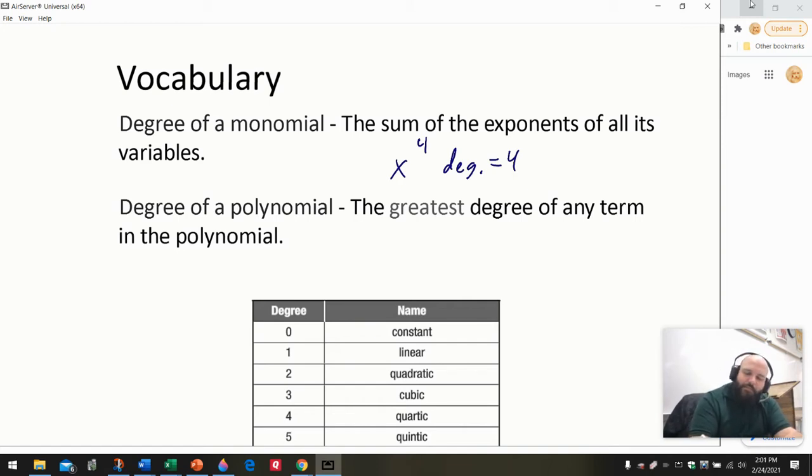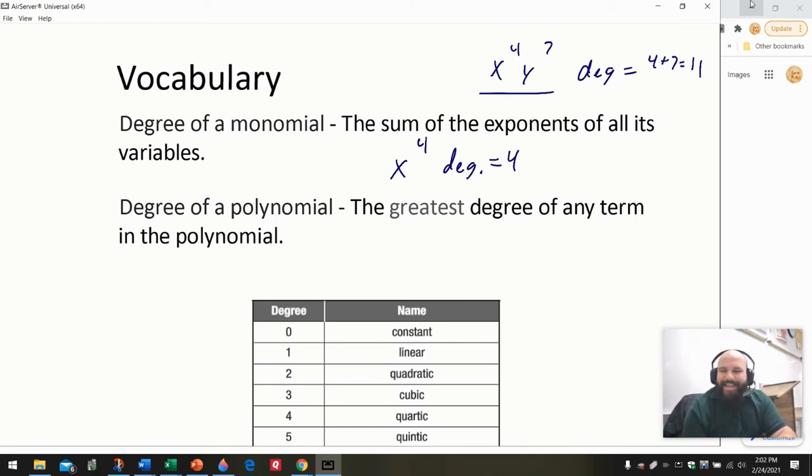Now, if we had an expression like x to the fourth, y to the seventh, you can see that is one single term because it is not separated by a plus or a minus. So the degree of that term would actually be the sum of both of the powers. In this case, 4 plus 7 would be 11. So the degree of that term would be 11.